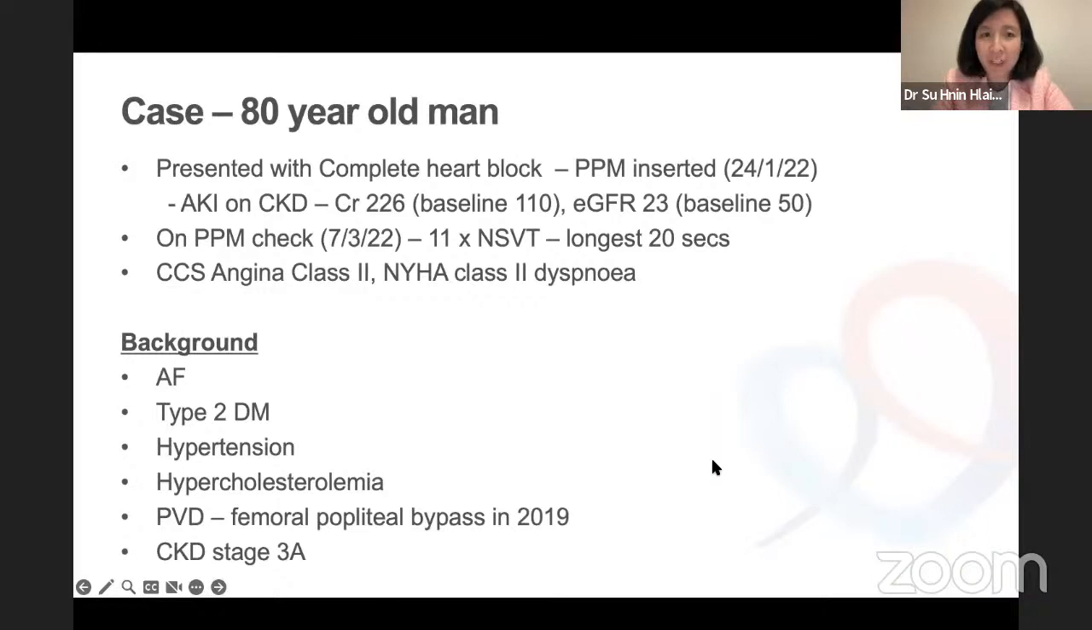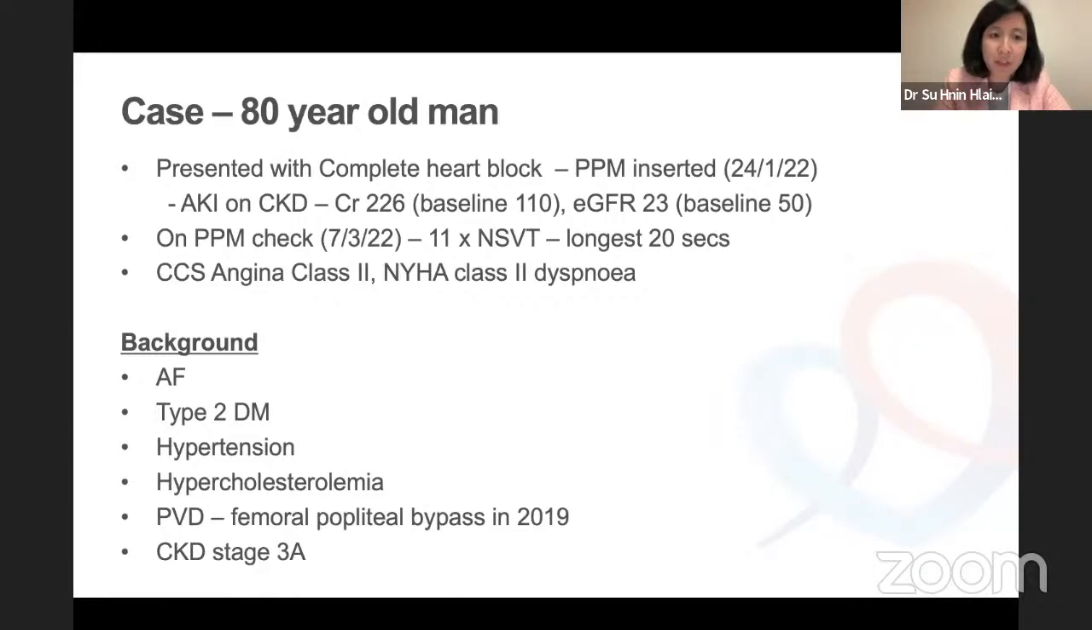Okay. Good evening, everyone. Thank you, APSC, for giving me the opportunity to present the case. I have a case of an 80-year-old independent man who presented with complete heart block in January 2022, and a pacemaker was inserted at that time. He also had an acute kidney injury, baseline creatinine about 110, and at that time 226, which resolved from the hypoperfusion a few weeks later.